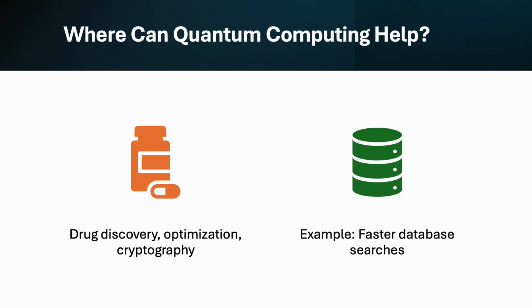Where can quantum computing help? Drug discovery, as mentioned earlier, optimization, route optimization, inventory optimization. Cryptography is another one, how to be in sync. Another one, faster database searches, so you don't have to go line by line. You can go in one single throw, get the answers, the final state that you're looking for.